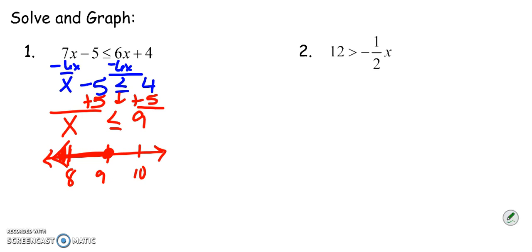But it does have, right here, this variable on the left-hand or on the right-hand side. We want to move it so that it's on the left-hand side. So I'm just going to turn this whole entire inequality around.